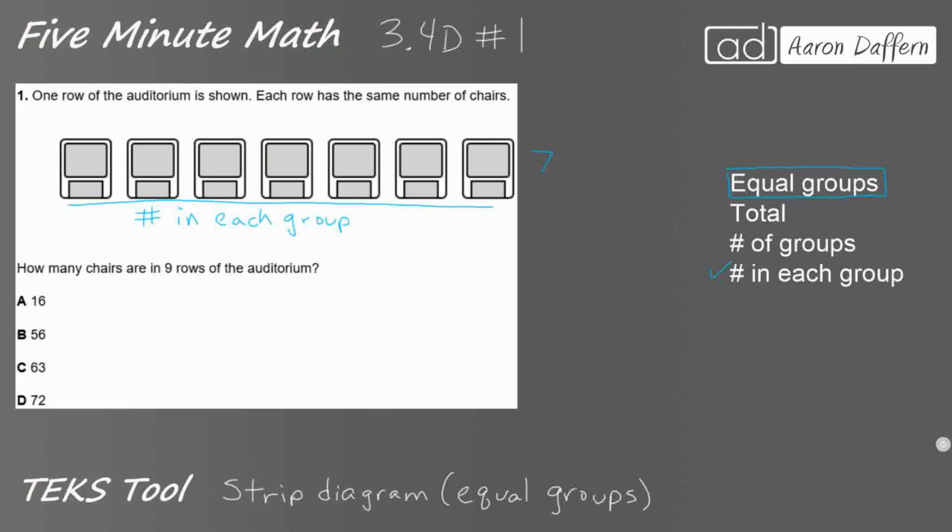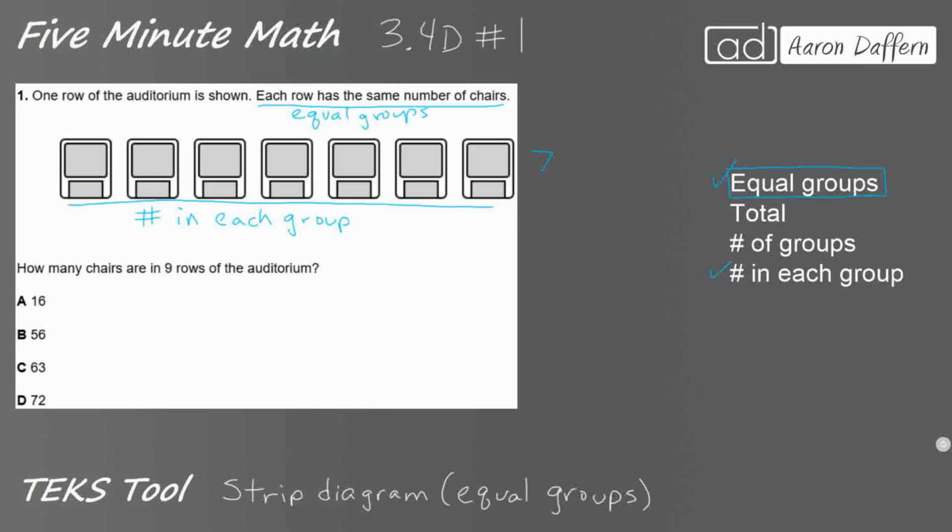Whenever we come across an equal groups problem, we need to have a statement that says each group is the same. Sometimes it's just the word each. Sometimes it's an entire sentence like this. But this is going to do it for us. Each row has the same number of chairs, and so we will say this is our equal groups. We've got our number in each group. I'm needing either the total or the number of groups.